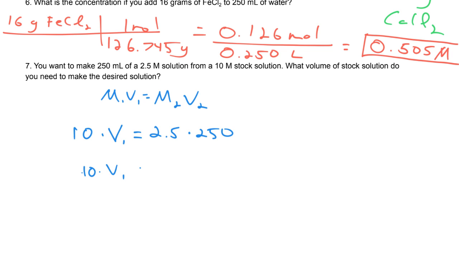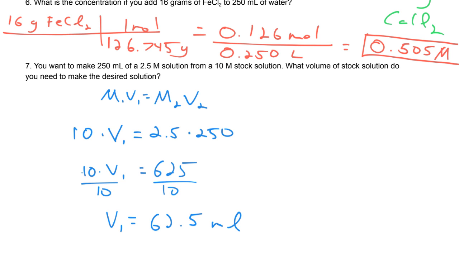10 times V1 equals 2.5 times 250, which is 625. If I divide both sides by 10, I get that V1 equals 62.5. And because we put our volume in as milliliters, this is also milliliters. So 62.5 milliliters of the stock solution diluted up to 250 milliliters gives us the desired concentration.